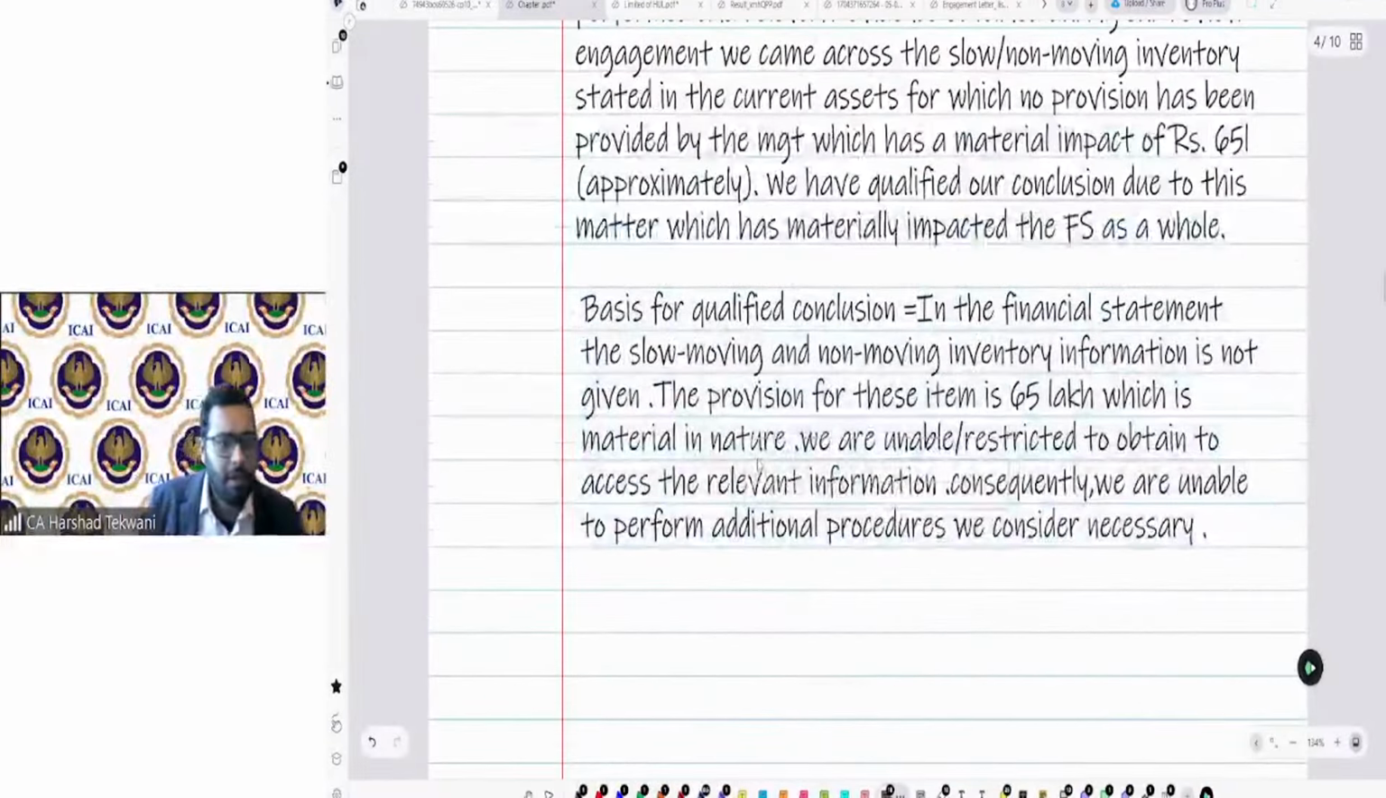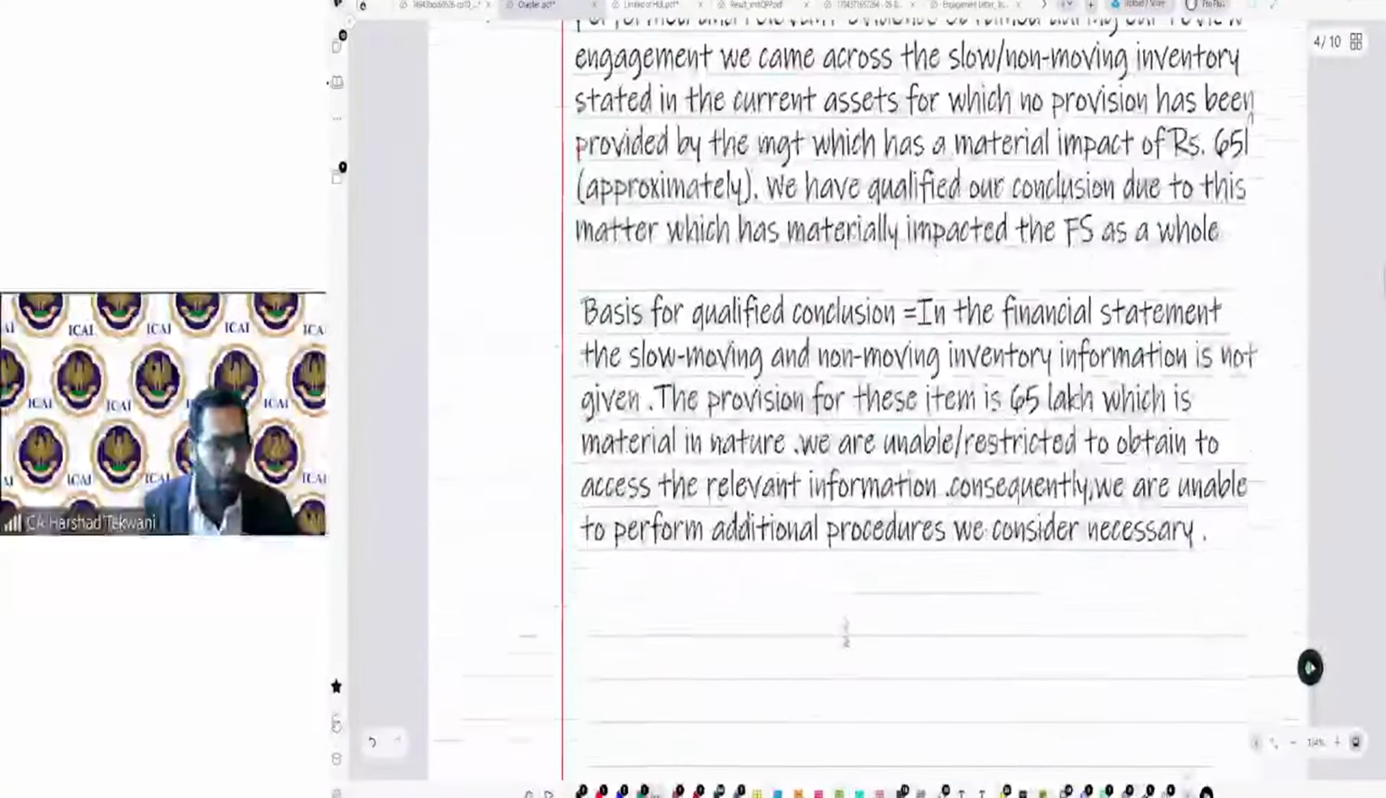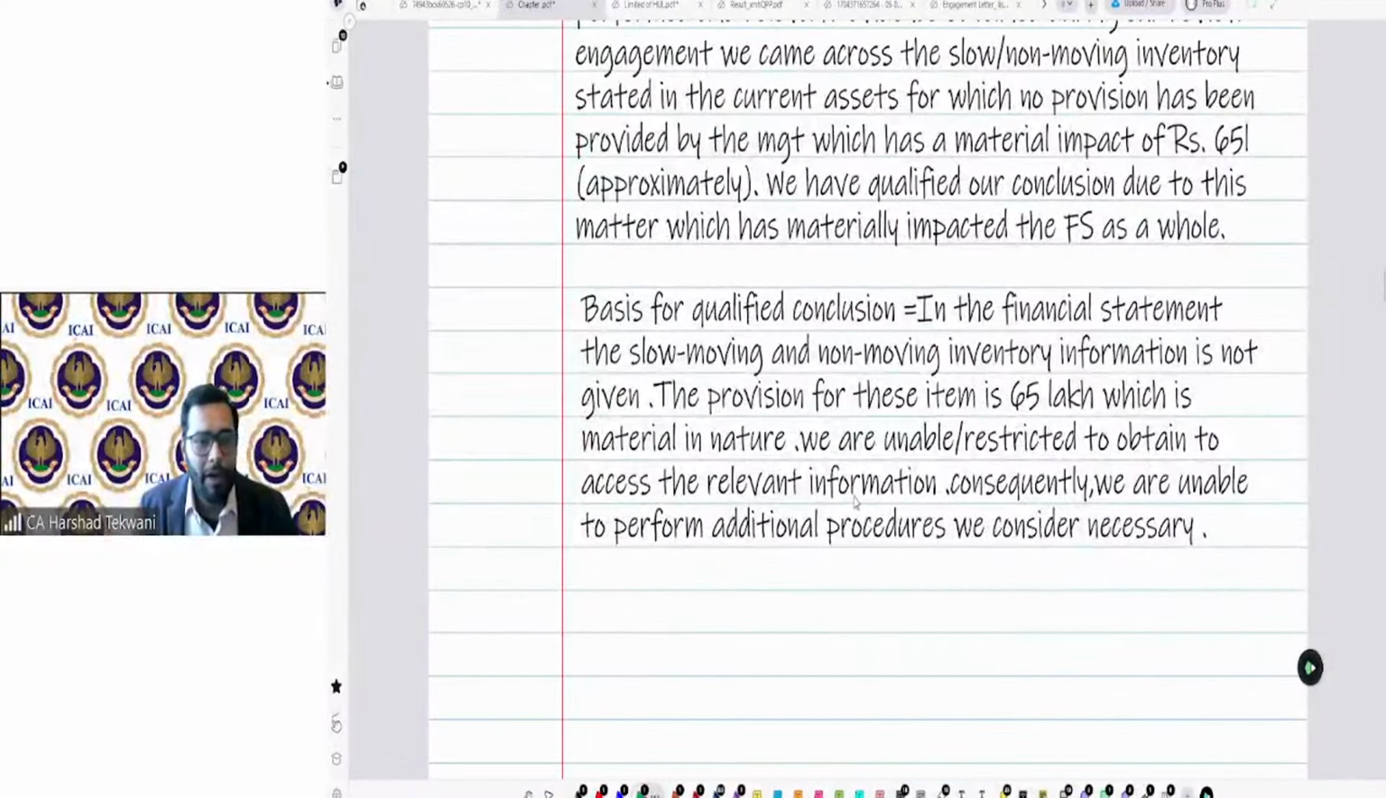Okay, so this is in the financial statement. The slow moving and non moving inventory information is not given. The provision for these items is 65 lakh, which is material in nature. We are unable or restricted to obtain access to the relevant information. Consequently, we are unable to perform additional procedures we consider necessary. This is also good. Very good. Good one. Yes.